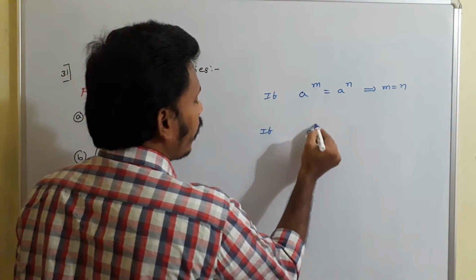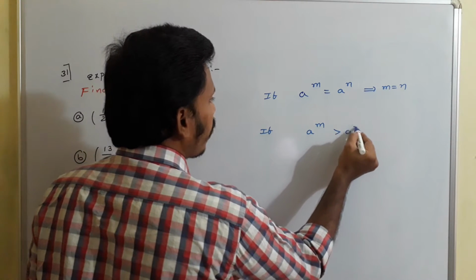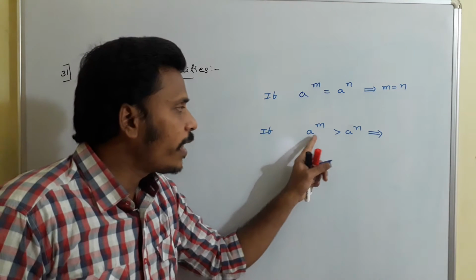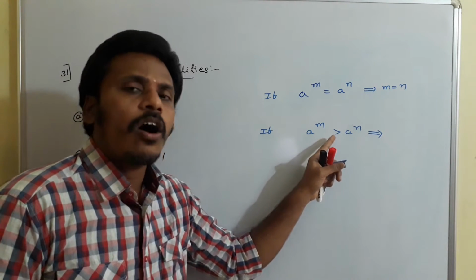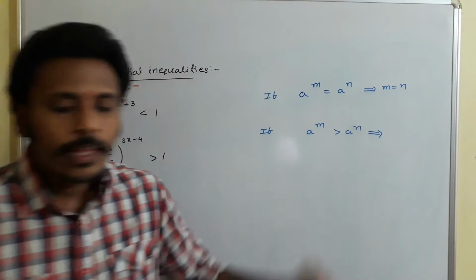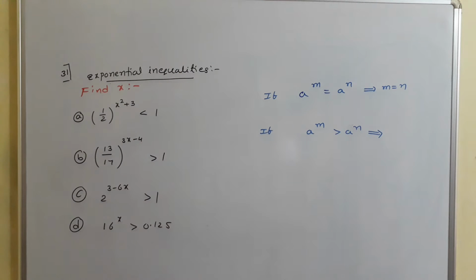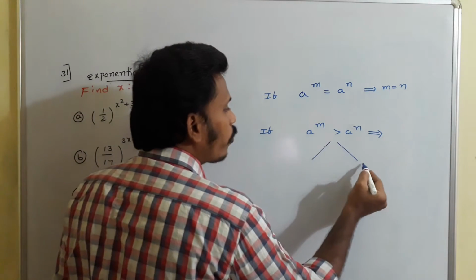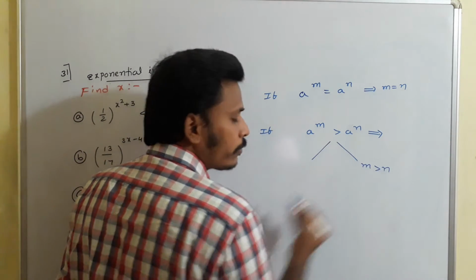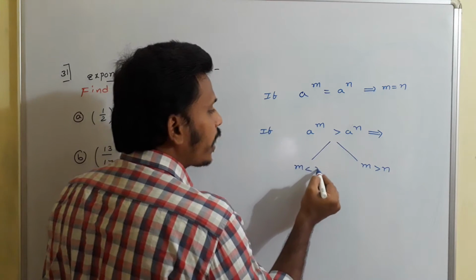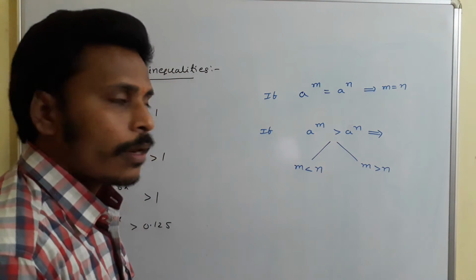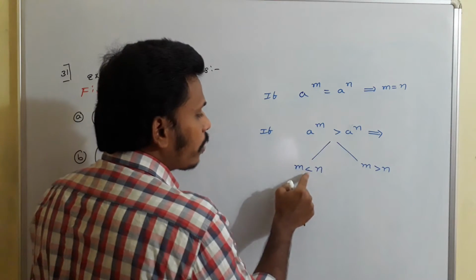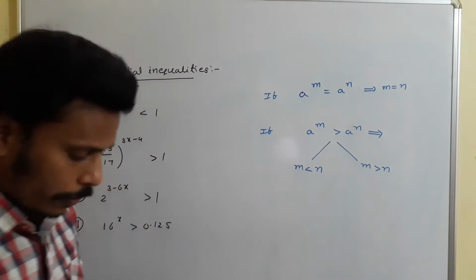If it happens, then it is okay. Whereas if a power m is greater than a power n, then what we need to write? See, there is an inequality sign, greater than or maybe less than, in between two exponents a power m and a power n, then what we need to write? Sometimes we have to write m greater than n. Sometimes we have to write m less than n. And sometimes we use the same symbol between these powers and sometimes we use the opposite symbol between these powers.